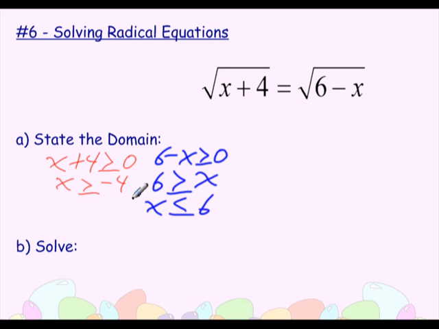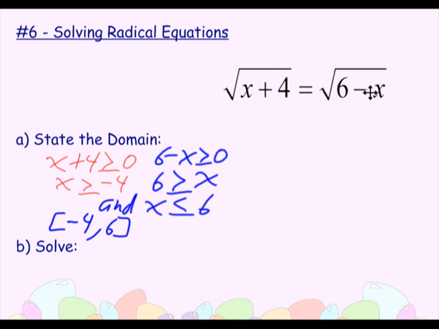So it has to meet both constraints, because if either one of these blows up, the equation blows up. So our domain is just the numbers that meet both of these. So this is an AND situation. And so we'd have all the real numbers from negative 4 to positive 6, including those endpoints, so that's closed brackets. Okay, now let's go ahead and solve this equation.